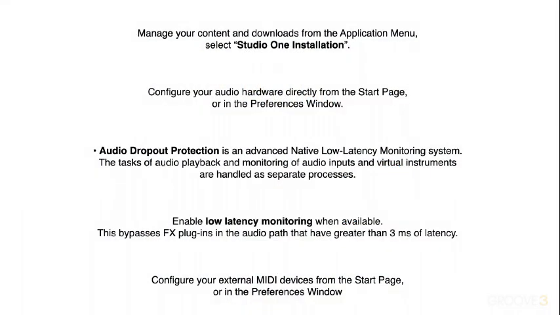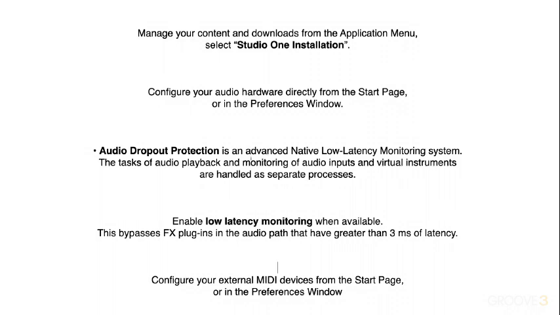So you can now manage your content and downloads all from one location in the Studio One installation menu item from the application menu in the upper left. Configure your audio hardware right on the start page or in the preferences window. And in there, you'll have the audio dropout protection, which is an advanced feature for native low latency monitoring.